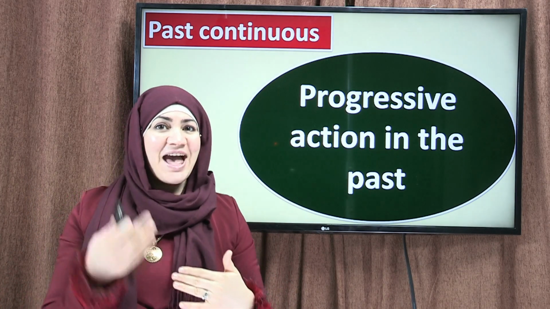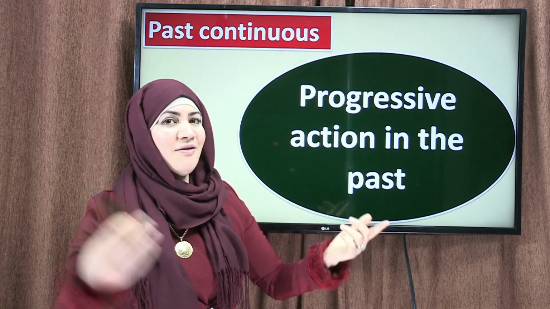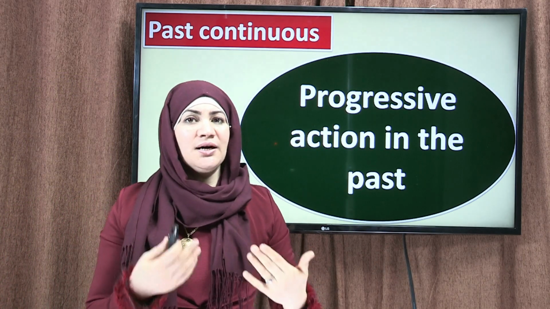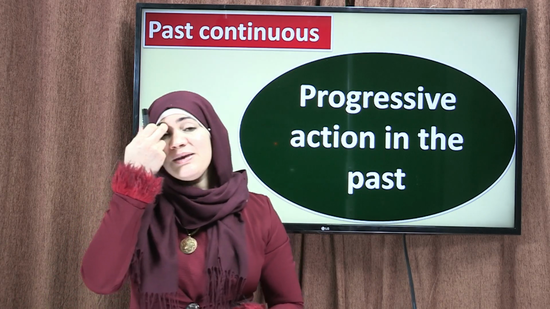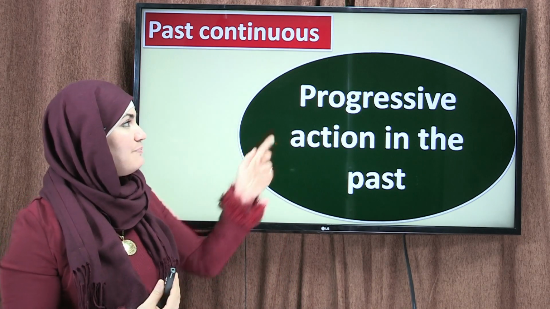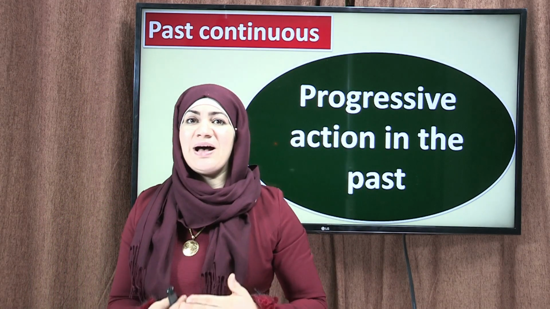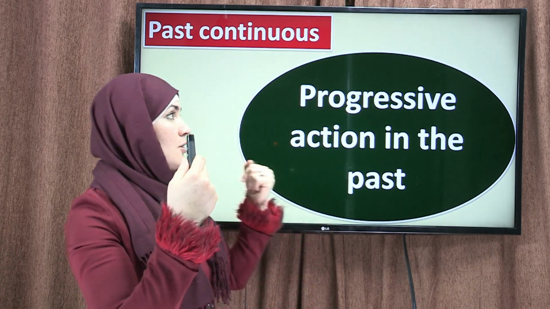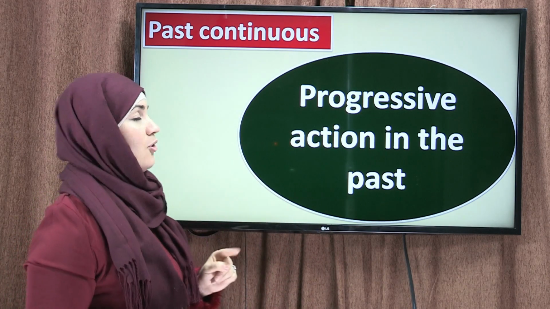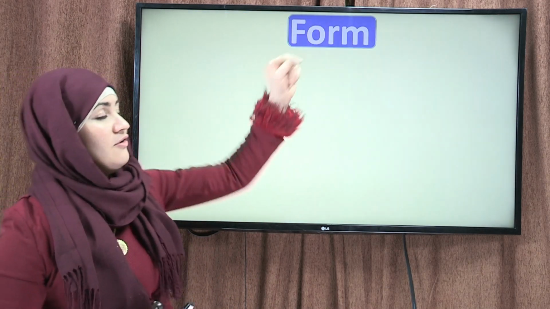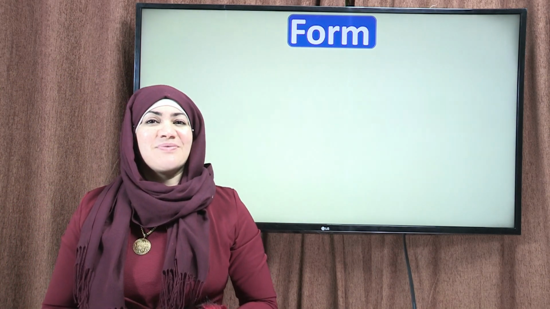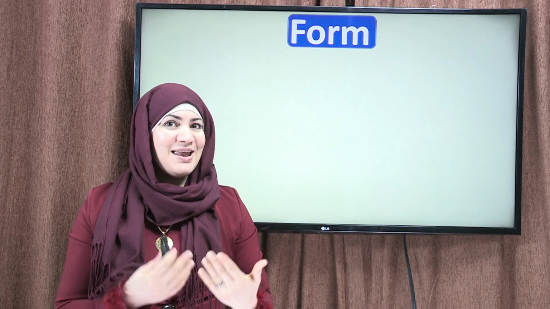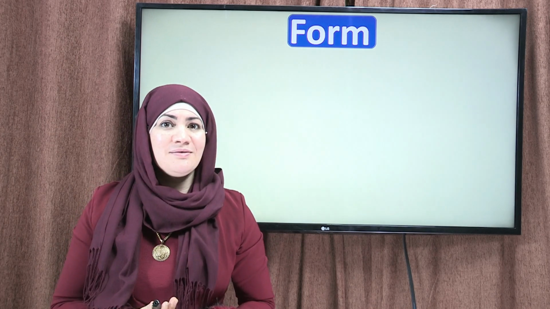It's not a completed action. هو حركة مستمرة في الماضي. Past continuous. This is why we call it past continuous. لذلك سميناه بالماضي المستمر. Why? Because it is a progressive action in the past. لأنه هو حركة مستمرة في الماضي. We see together the same thing, the form. The form of past continuous. Here, it's not the same as past simple. هنا ليس نفس الشيء مع الماضي البسيط.